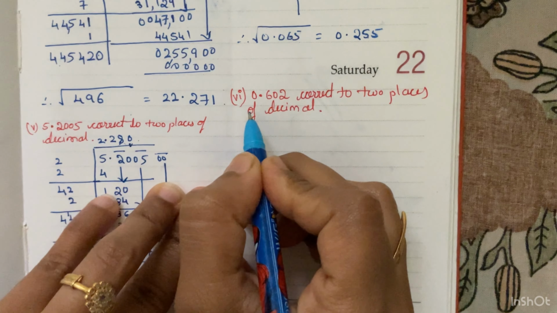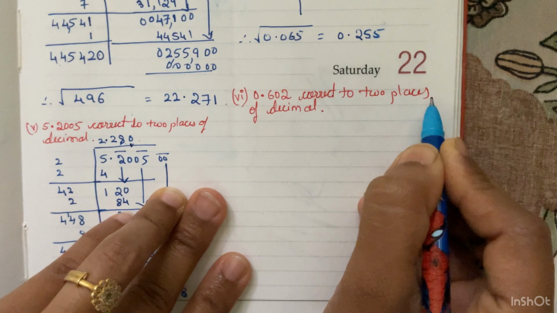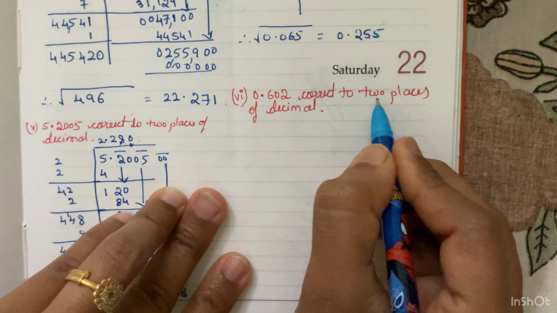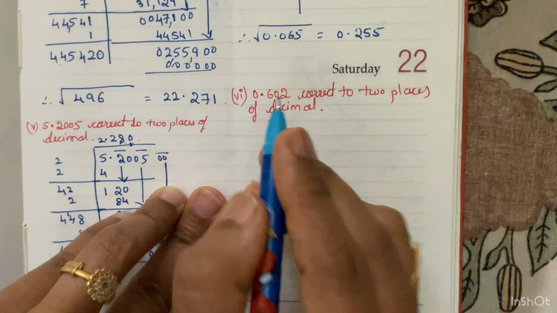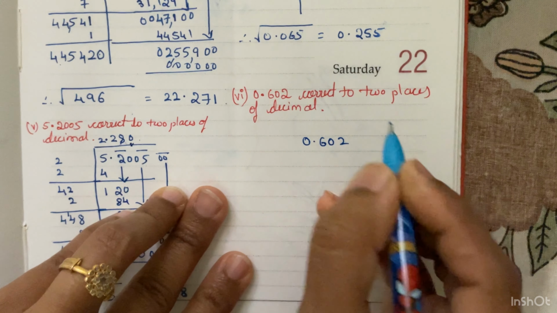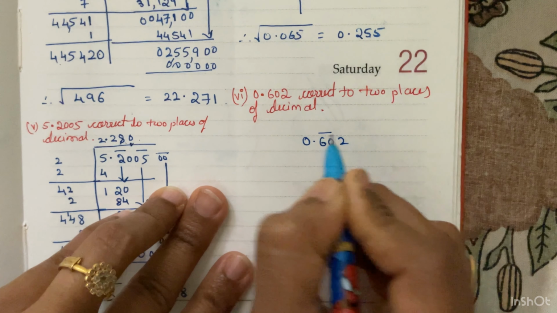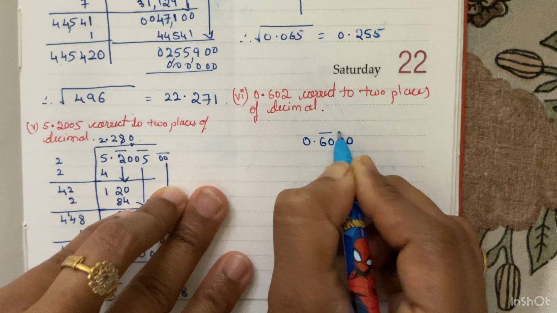Now this is the last question from this sixth main question. 0.602 correct to 2 places of decimal. So according to the question, here it is 2 places of decimal, but still we need to find up to 3 places of decimal. Now the number is 0.602. At the right side, we have to make pairs from left to right. Here 2 is only 1 digit, so that's why I'm writing 0 here. Now it has become a pair.